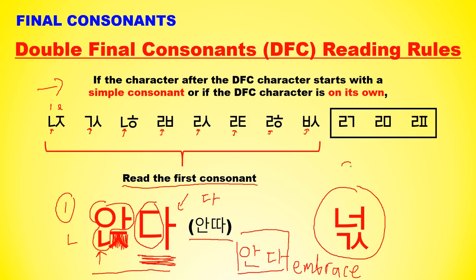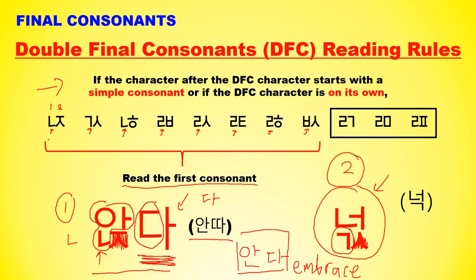Okay, now let's look at example number 2. Since this character is on its own, I want all of you to guess, how should I be reading this character? This character is pronounced as knock. Knock. Do notice that I actually chose this consonant to read, and I ignored the second consonant over here. And this is how you should be applying your reading rules to characters with double final consonants.